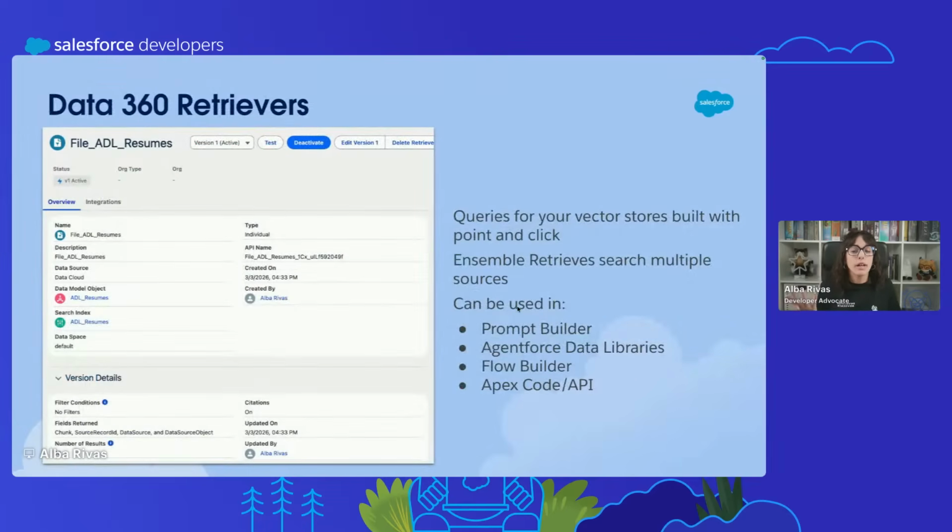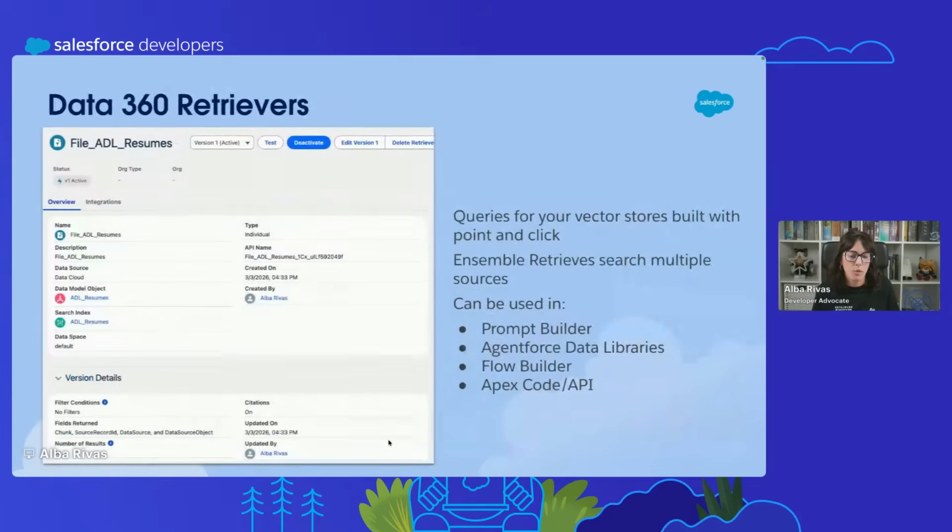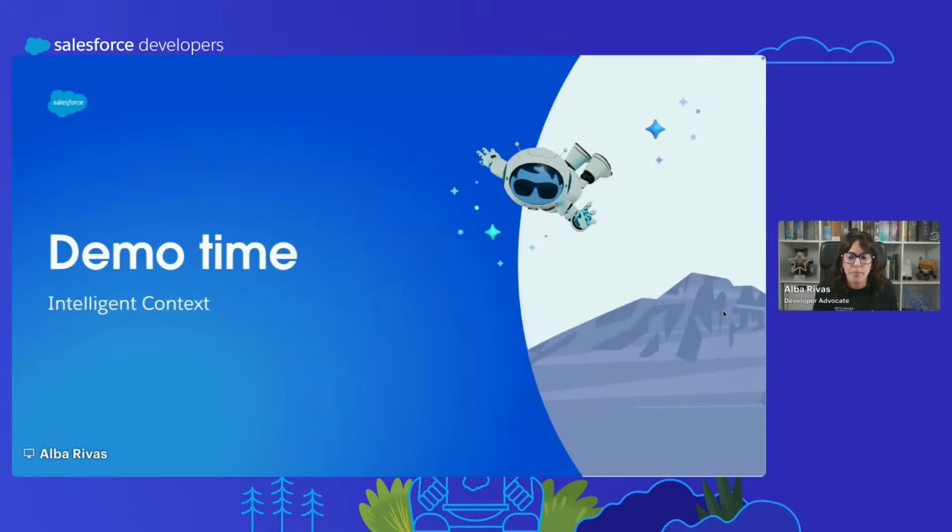This is what I was mentioning about retrievers, it is no more than a declarative way of doing this SQL query here, and they are available in several places. And I forgot to say that one other benefit of retrievers is that you can create ensemble retrievers that allow you to search in multiple sources, which is also kind of a cool feature. So I'm going to the demo.